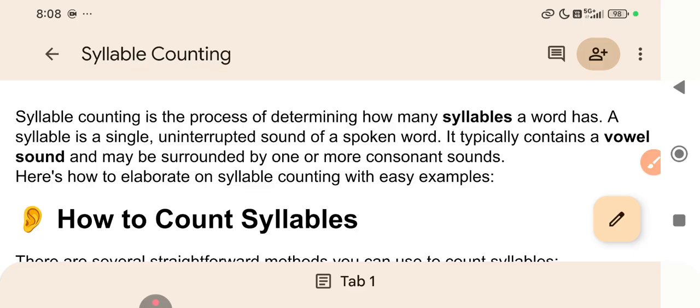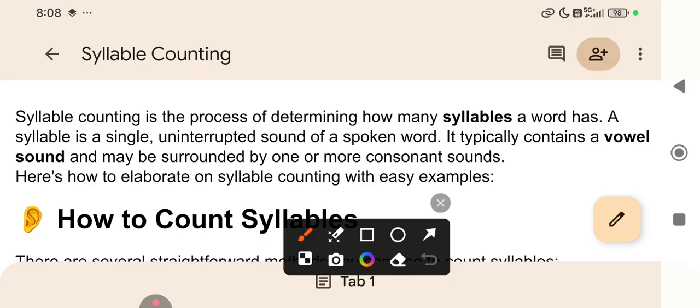What is syllable counting and what are the methods of syllable counting? Syllable counting is the process of determining how many syllables a word has. This is very important. This is called syllable counting.